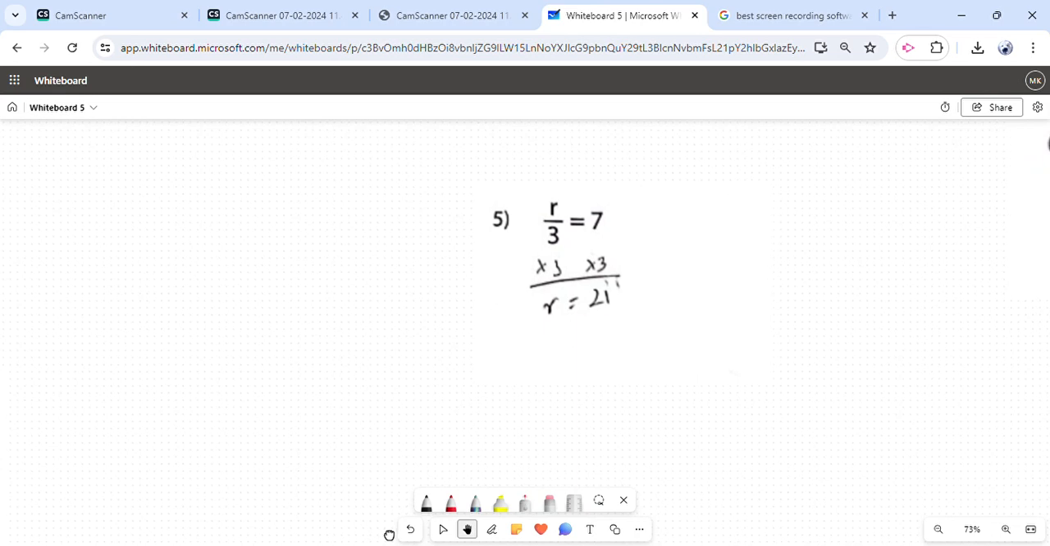For number 5, it says r divided by 3 equals 7. Again, the opposite of division is multiplication, so you have to multiply both sides by 3, and that gives you r equals 21.